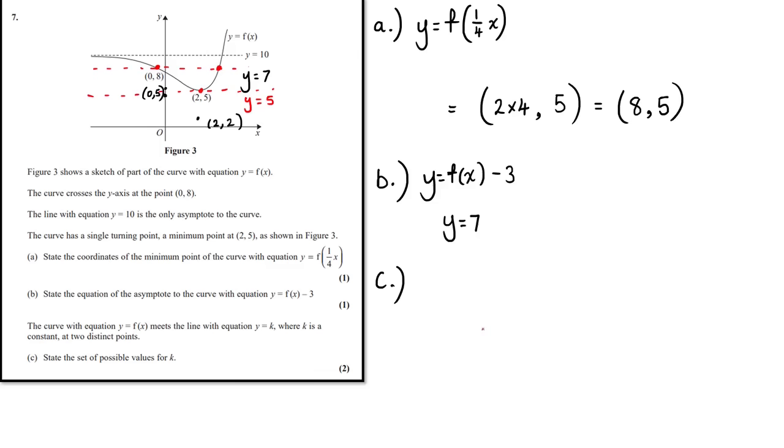So in that case, we give our solution for part C as strictly greater than 5 and strictly less than 10. So k is between 5 and 10, but not including those values. Okay, so that's how we get our answer for part C, and that gives us the solution to question 7.